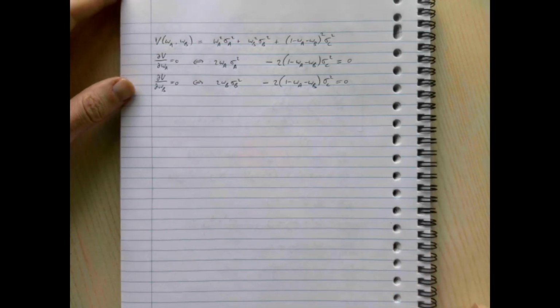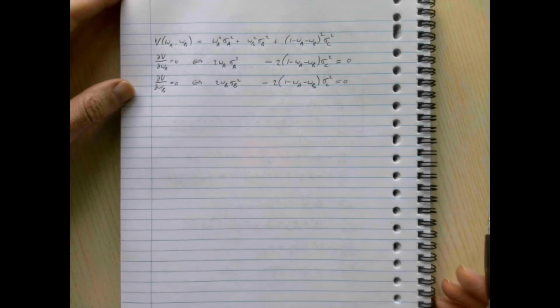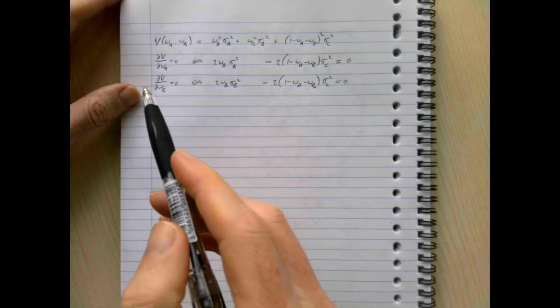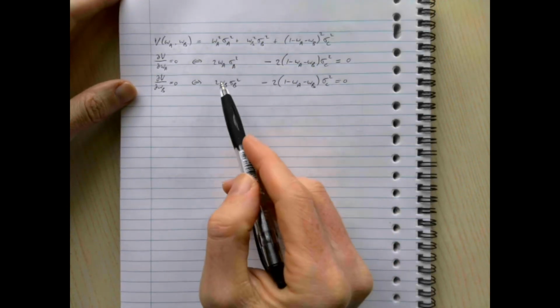So these are basically the two first order conditions: one, two, two first order conditions. There are two equations in terms of two unknowns. What are the unknowns? They are WA and WB.